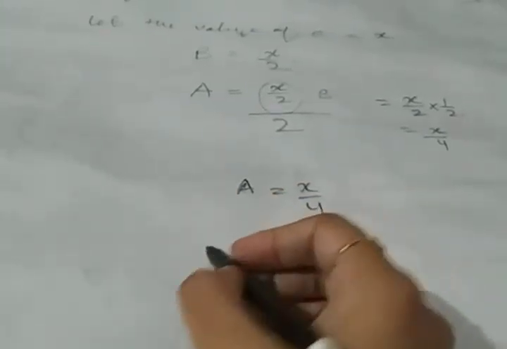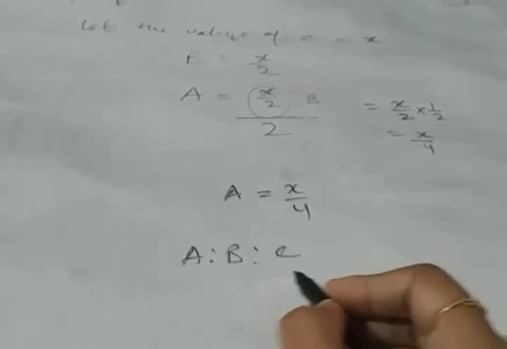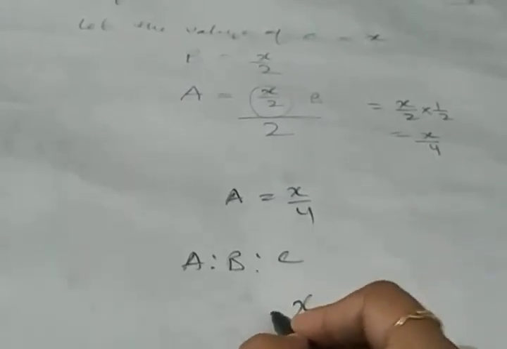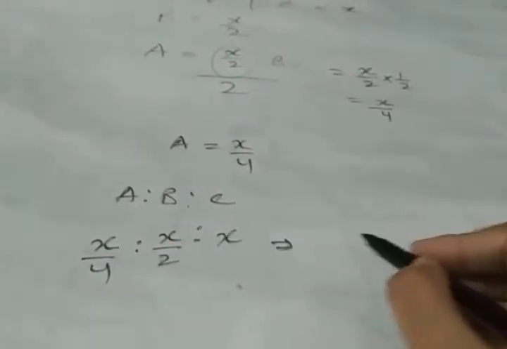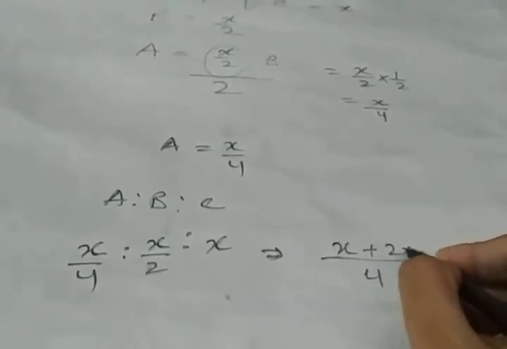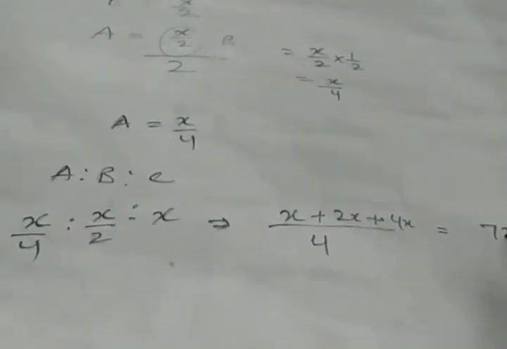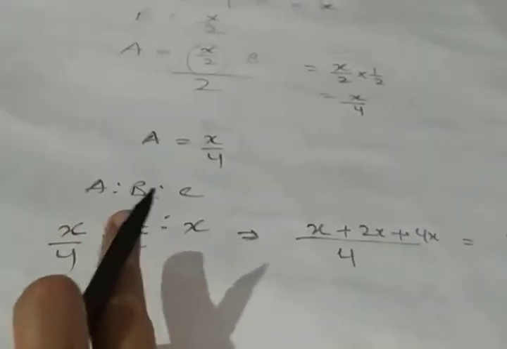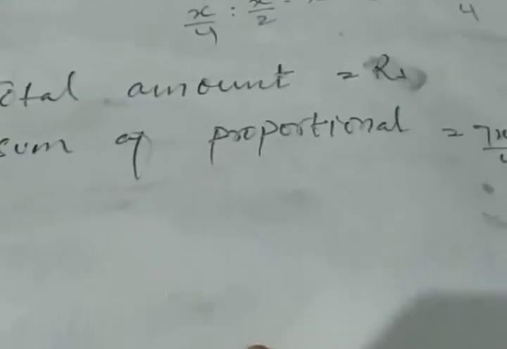We write in ratio form A ratio B ratio C. The value of C is X, B is X upon 2, and A is X upon 4. Then we take the LCM, which is 4: X plus 2x plus 4x. We add it: 7x upon 4. The sum of A plus B plus C is equal to 7x upon 4.